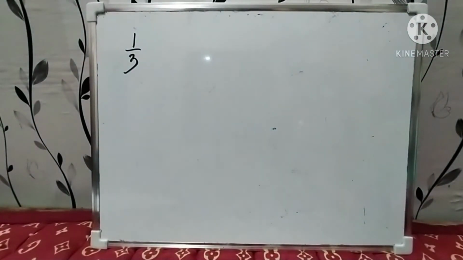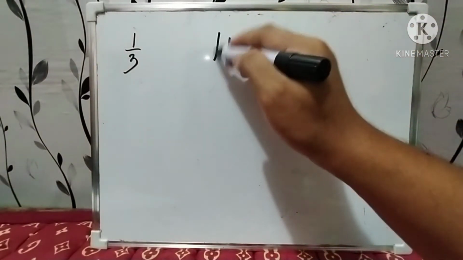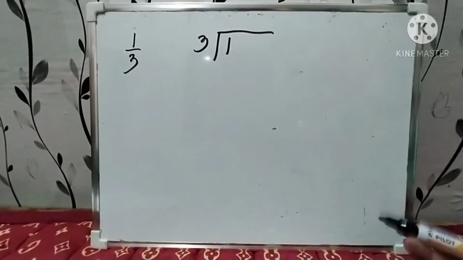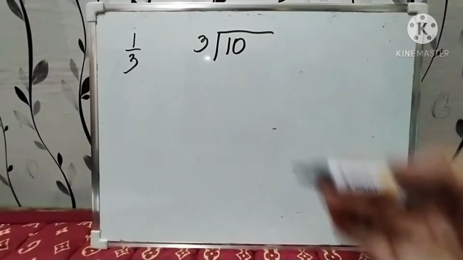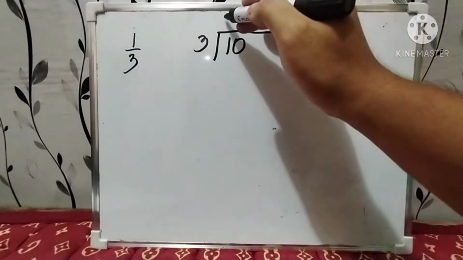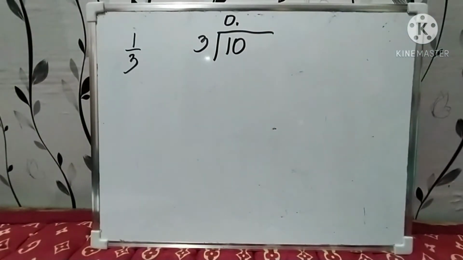Ayan. So, i-convert daw natin yung 1/3 to decimal. Okay, so using the long division method, i-divide po natin. So, add tayo ng 0 doon. Then, add tayo dito ng 0, followed by the decimal point.